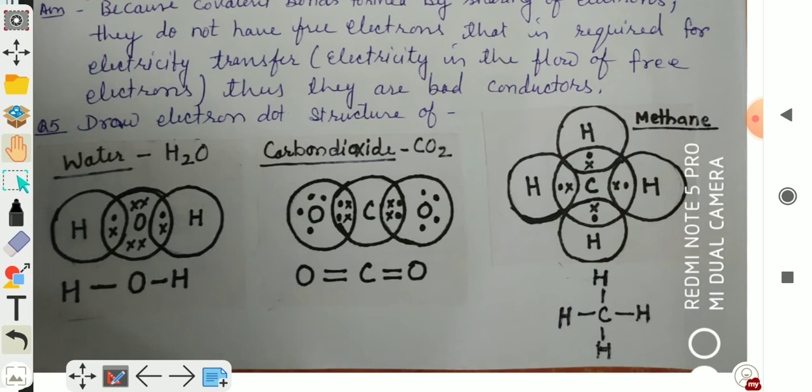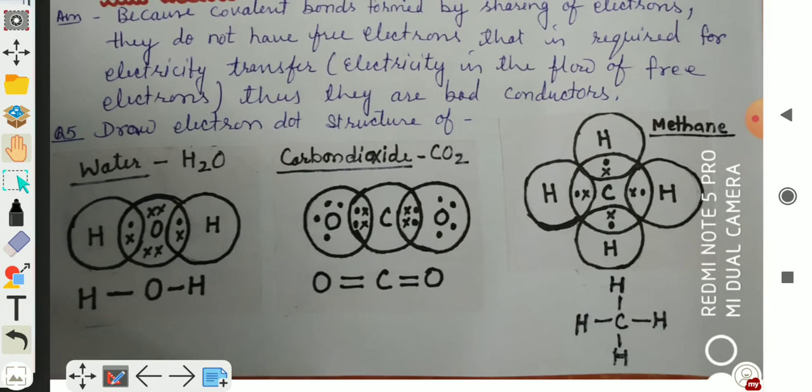Question number 5: draw the electron dot structure of these compounds. H2O, water. In H2O there are two atoms of hydrogen and 1 atom of oxygen combined together. Hydrogen contains only 1 electron in its outermost shell, while oxygen contains 6 electrons in its outermost shell. They share 1 electron each, so a single covalent bond is formed. This can be represented in this manner.